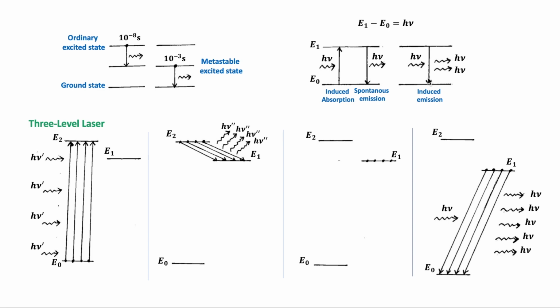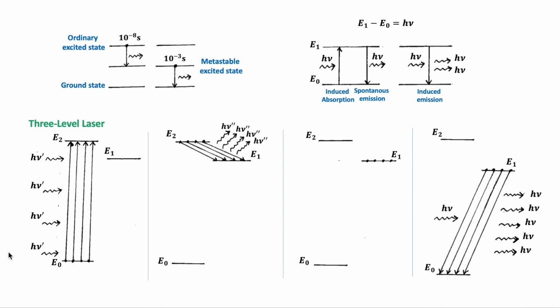Einstein showed that induced emission has the same probability as induced absorption. This means that if a photon of energy hν is incident on an atom that is initially in the upper state E1, the incident photon has the same probability of causing the emission of another photon of energy hν, like in this case here, as the probability of this incident photon being absorbed if the atom is initially in the lower state E0, like here, causing an induced absorption. So the likelihood of this transition is the same as this transition.